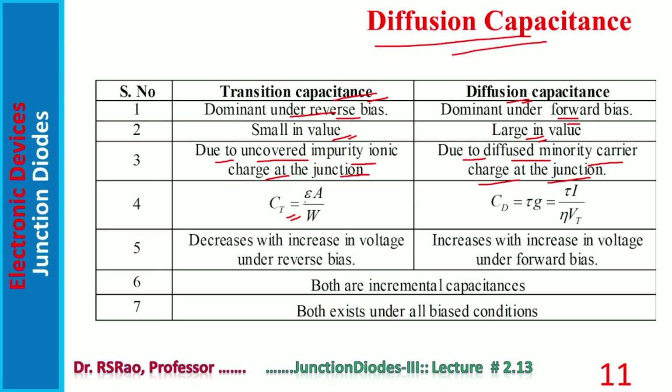CT is given by epsilon A by W, CD is tau G. Transition capacitance decreases with increase in voltage under reverse bias, whereas diffusion capacitance increases with increase in voltage under forward bias. Both are incremental capacitances or differential capacitances. Both exist under all biased conditions.